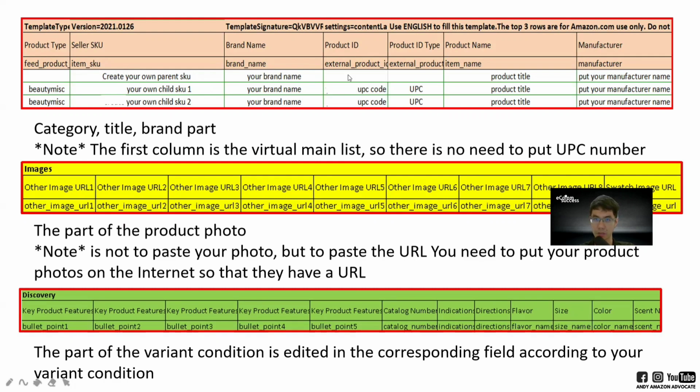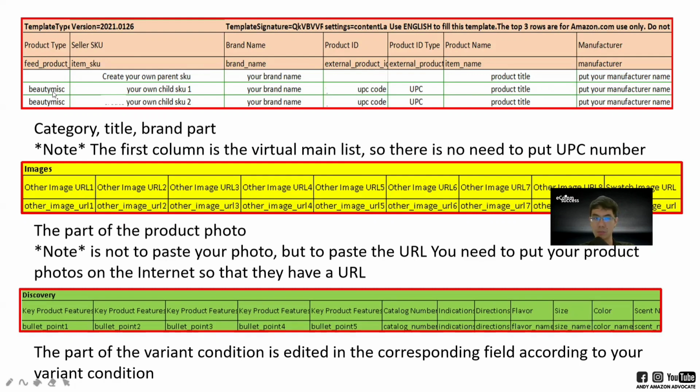Now leave this product ID and this product ID type out, because this parent SKU is actually a virtual listing, a dummy listing, so you don't need the UPC code. For the item name on this parent row, you put in your product title. Then over here, you put in your manufacturer name.